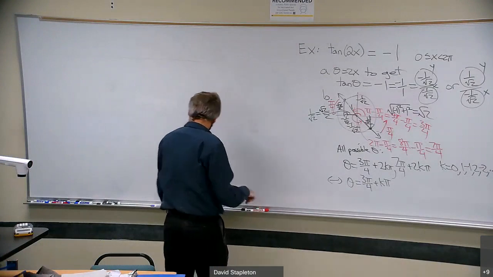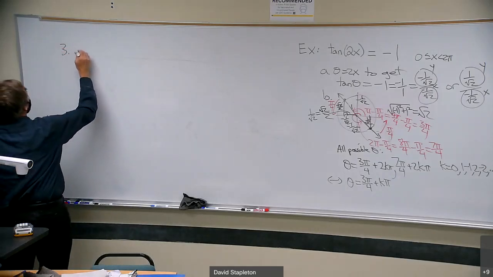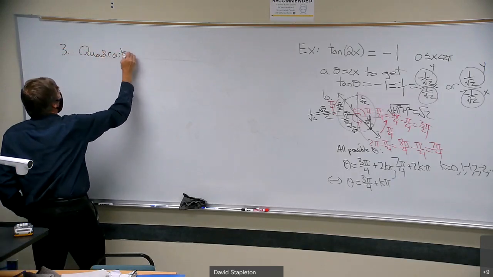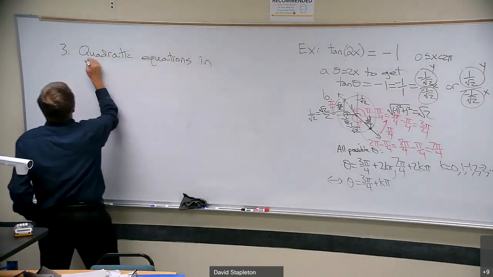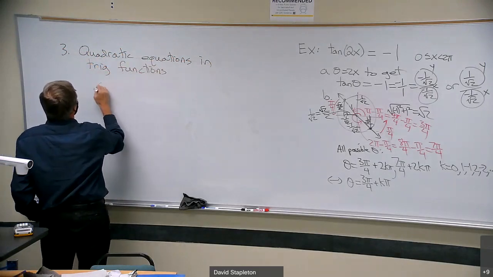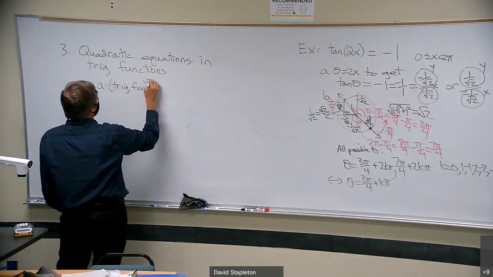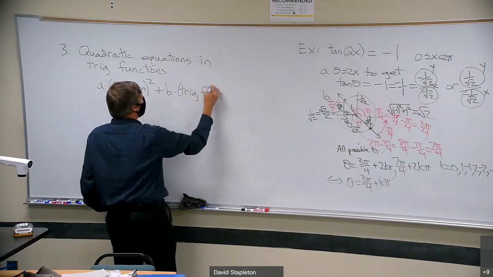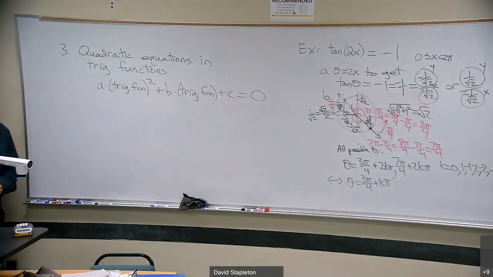The next method is if you have a quadratic equation in a trig function. These quadratic equations are a times a trig function squared plus b times a trig function, same trig function, plus c equals 0. Why do we call that a quadratic equation in the trig function?